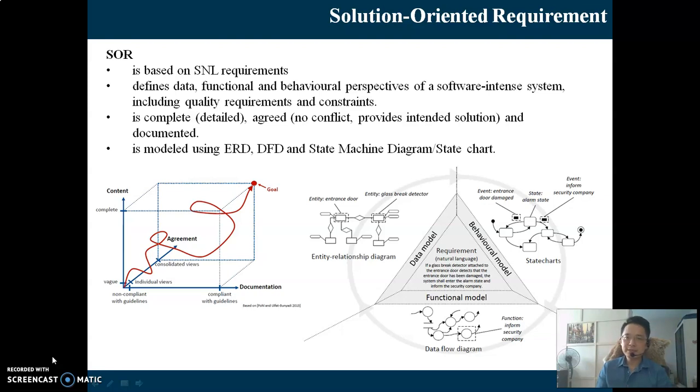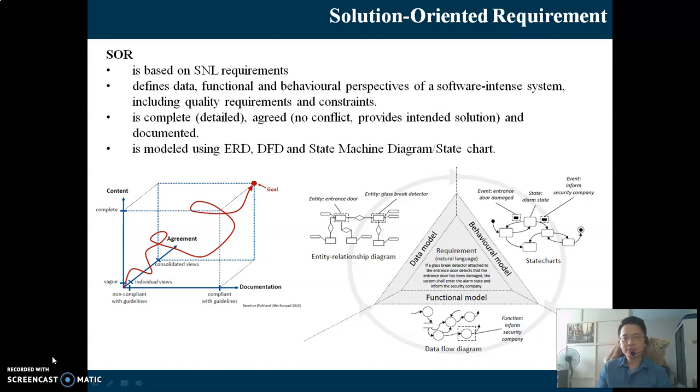The data perspective can be represented graphically using a data model. The data model that we are going to study in this lecture is the entity relationship diagram. The other perspective is the behavioral perspective, which is best documented using a behavioral model.